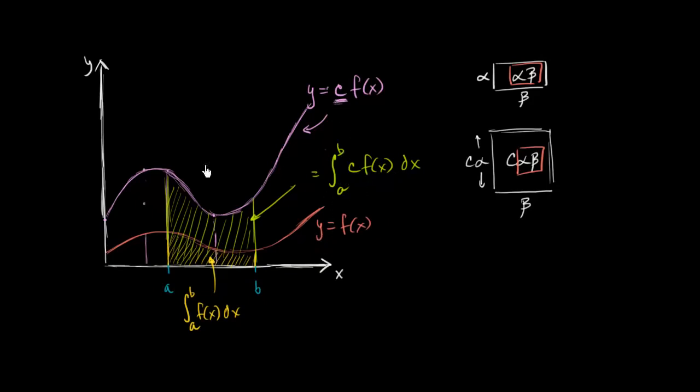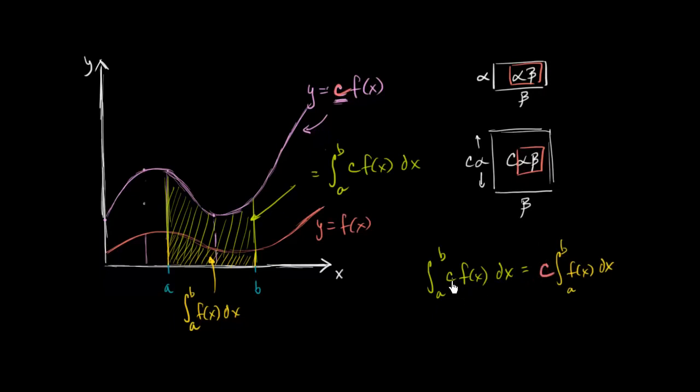So let me just rewrite this. The integral from a to b of c f of x dx is just going to be the area under the curve f of x from a to b, the integral of f of x dx, scaled up by this c.